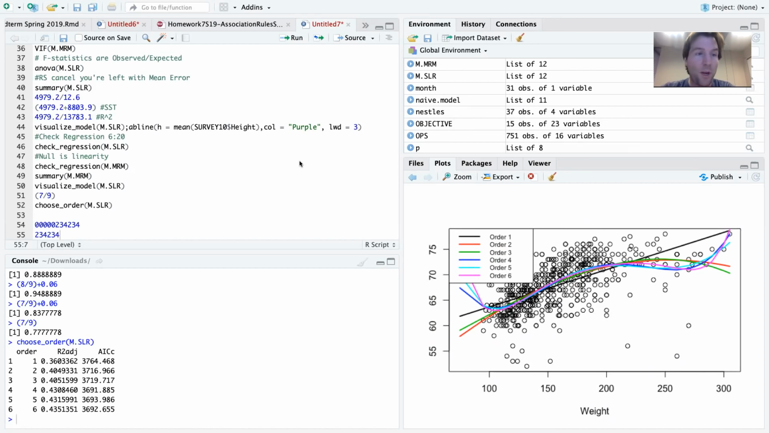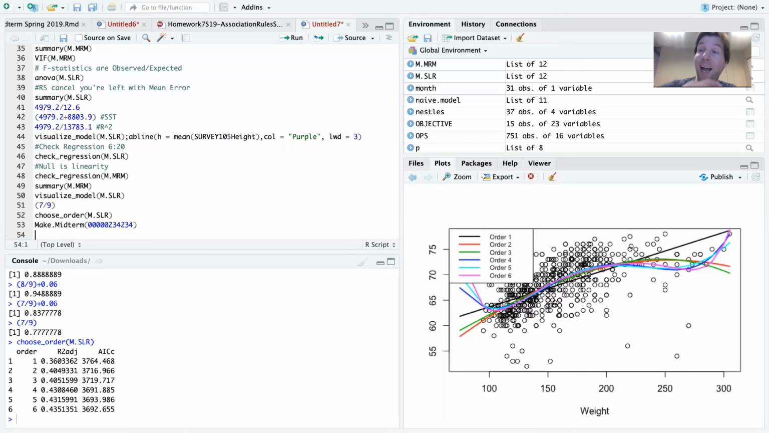Like when you run make midterm, I don't have it up here, but let's pretend I had it in here. If I enter this in right here, then I would enter that right there. And when I get to the Google Sheet, I would enter that in.